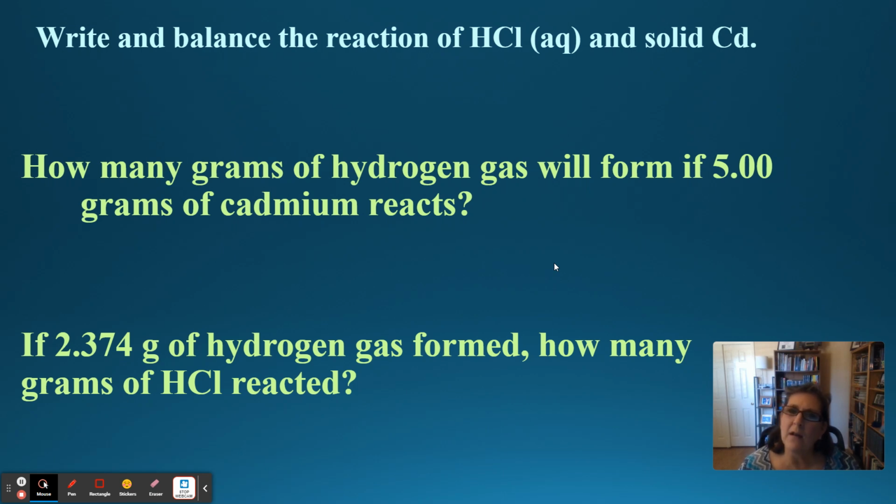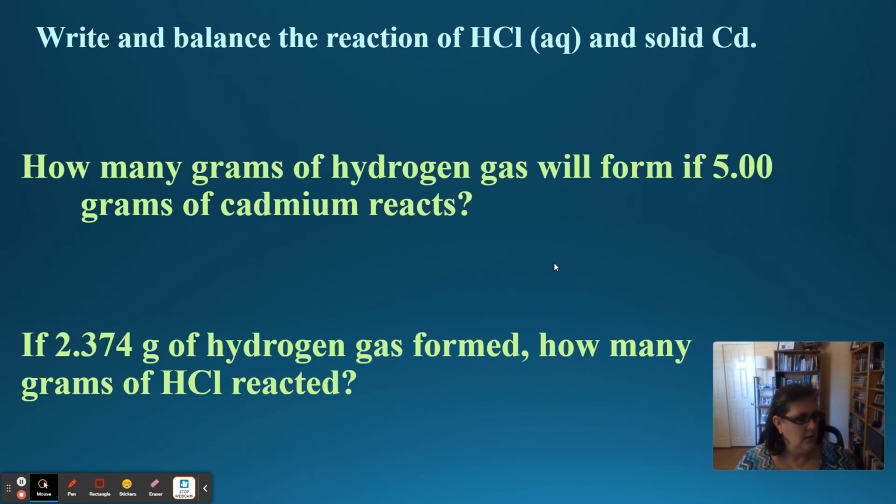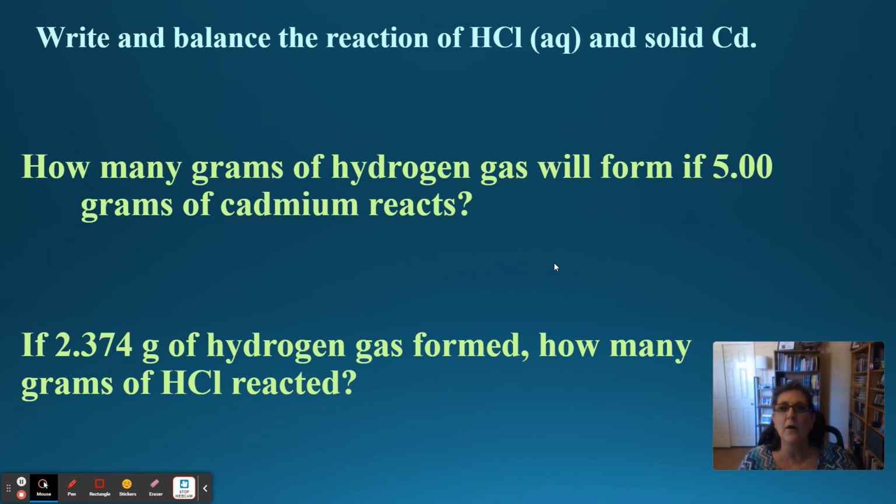Is Cd a metal or a nonmetal? Well, it's right there. It's definitely a metal. So we have a single metal by itself. What kind of reaction is that? Single replacement. Single replacement means we need to look at what? Our activity series. And we're comparing the two metals in the reaction, or the metal and H.